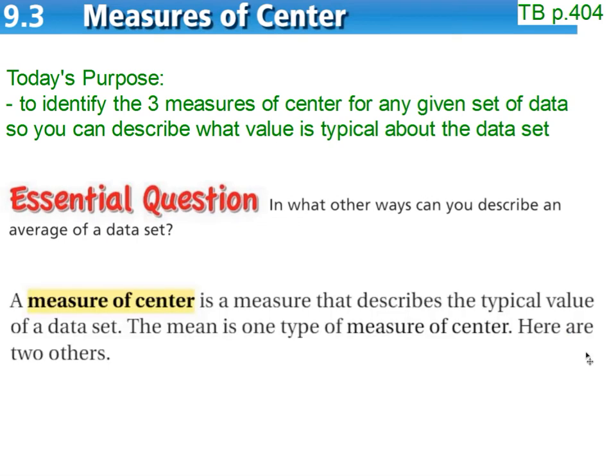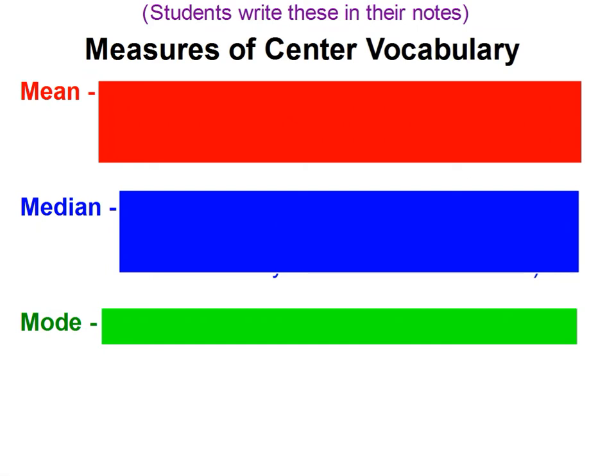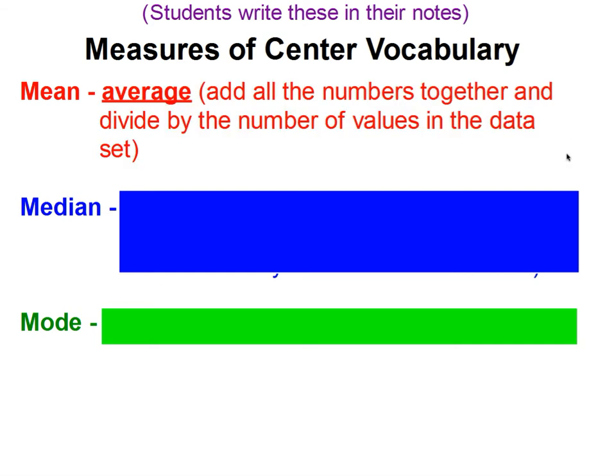A measure of center is a measure that describes the typical value of the data set. We've already studied mean, and the mean is one type of measure of center. There are two others. I would like you to pause the video as you need to, because you do need to put these three notes into your notes section. As we've already mentioned, the mean is the average. We need to add all the numbers together and divide by the number of values in the data set.